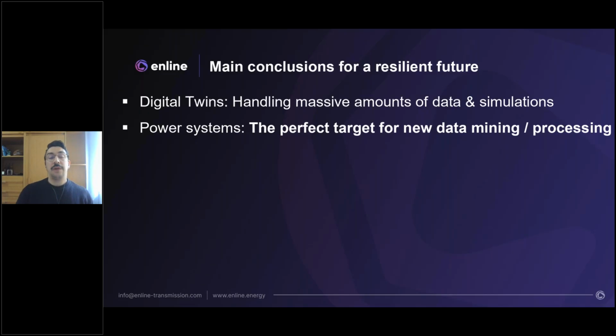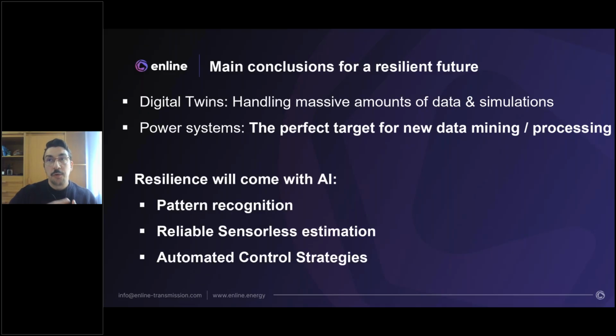And I believe that the power system nowadays is the perfect target for this AI revolution that we are seeing, because it's a system that we've been simulating for decades, because it's too large to really experiment on. So we have a lot of experience in the models. Just now, we need to walk towards this path where we add artificial intelligence to this data to make the system more resilient. So we believe that resilience will come with AI, with tailored AI.